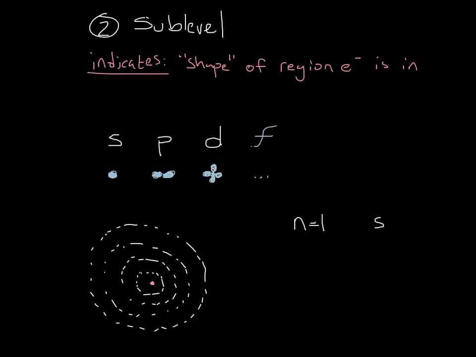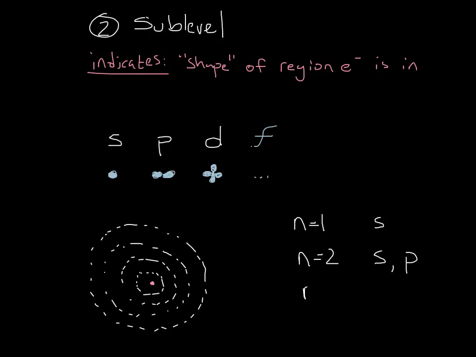If we go out another row, and so now we're here at n equals 2, it gets a little bit larger, so that means it can hold another one. So in the n equals 2 energy level, you could have the S or the P shape. And this S is different than this S. This is the 1S, this is the 2S. So in the first energy level, just the S. In the second energy level, S and P.